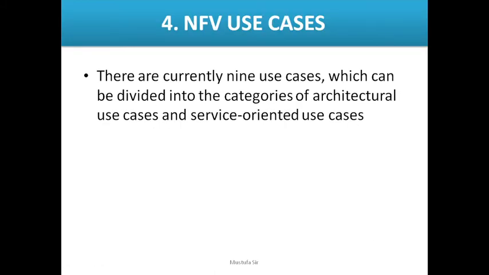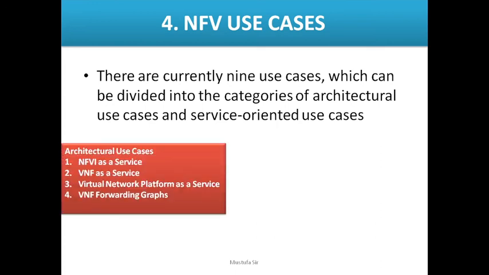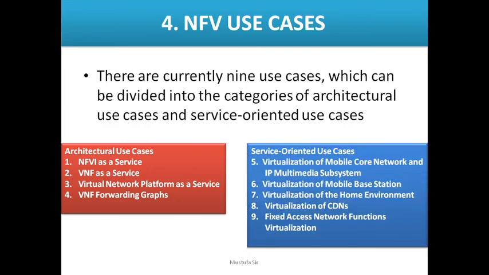The last thing we have to discuss in this video is NFV use cases. There are actually 9, and all those 9 use cases can be further divided into 2 categories: architectural use cases and service-oriented use cases. What do we mean by use case? You just have to understand the simple thing that NFV technology, or network function virtualization, can be used in these 9 particular areas, where we have different scenarios, or requirements you can say.